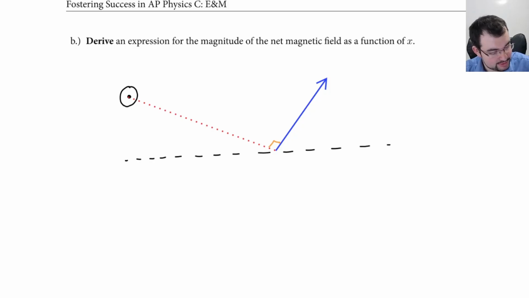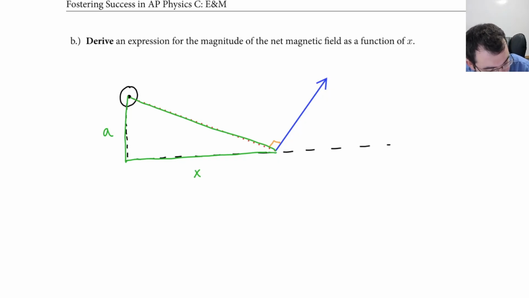So what do we want? Well, what we know is that it's placed along the y-axis at y equals a. So this distance was a. This distance is x. So we can, of course, get our missing side length of this triangle using the Pythagorean theorem. That annoys me. I like to write the variable first. Not that that matters. Okay?